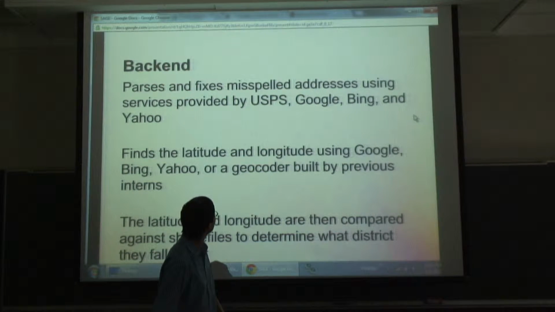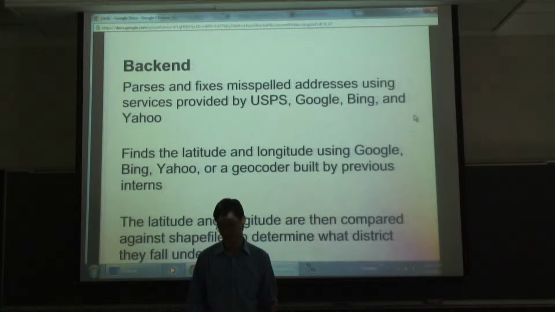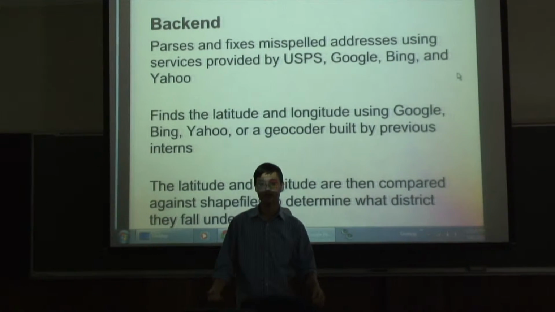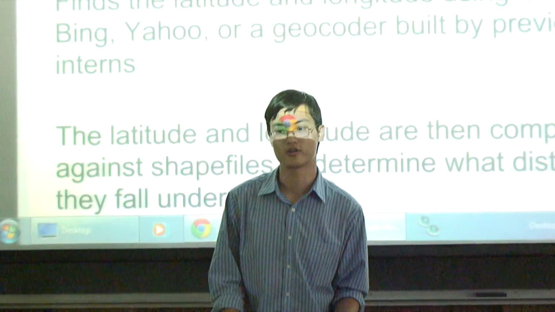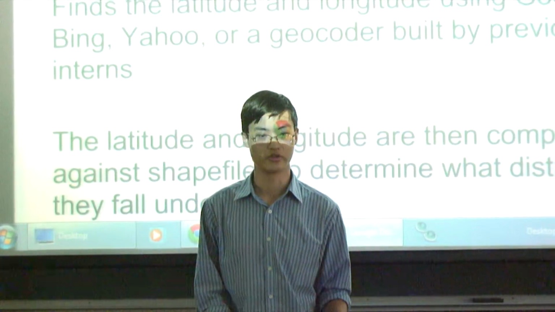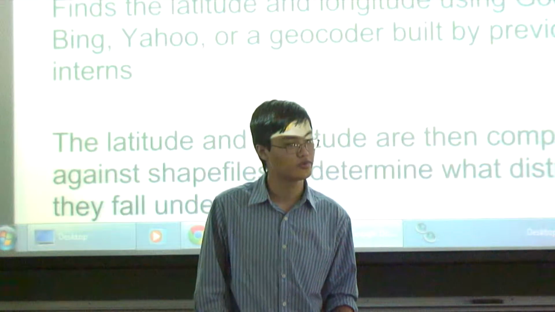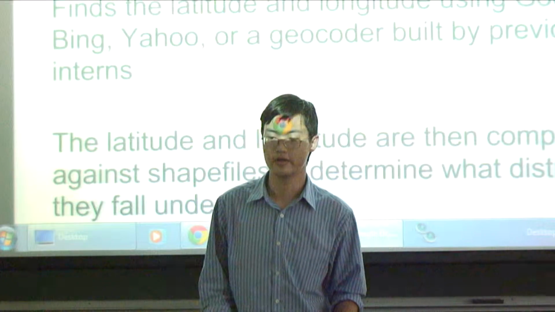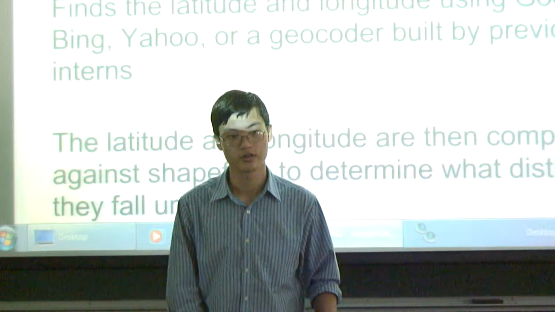There's a back end which is composed of 3 parts. The first is an address parser/fixer. You can type in an address and it'll find misspelled addresses and try to match your typed address to the most accurate address possible in New York. This is done using USPS services as well as Google, Bing, and Yahoo. And all these services cost money for this engine to run.